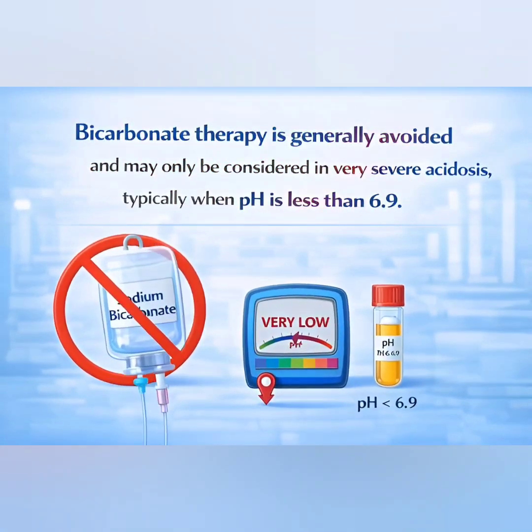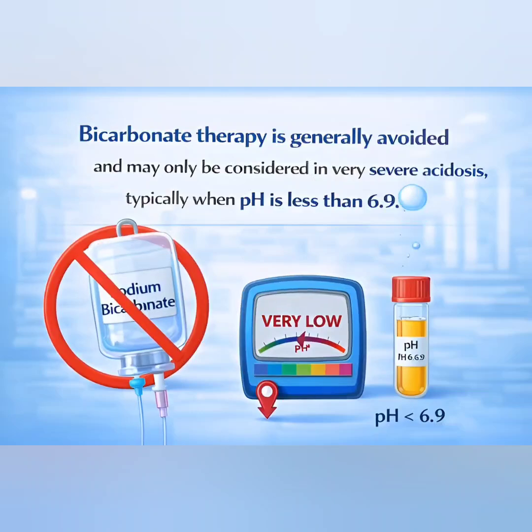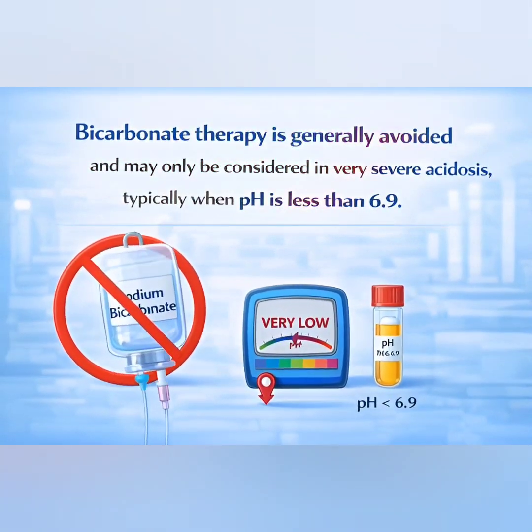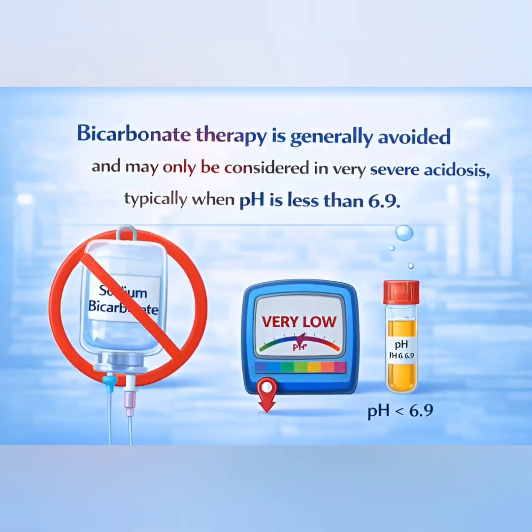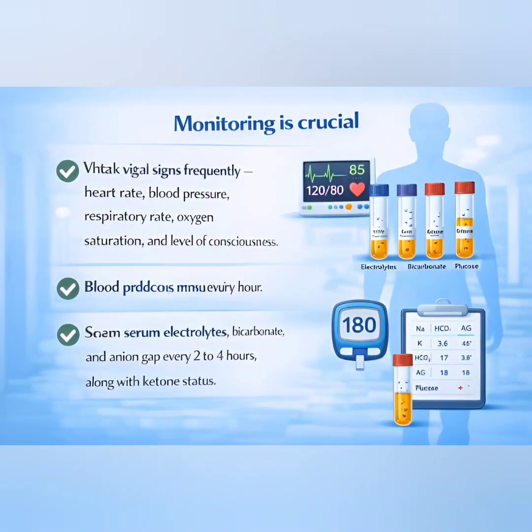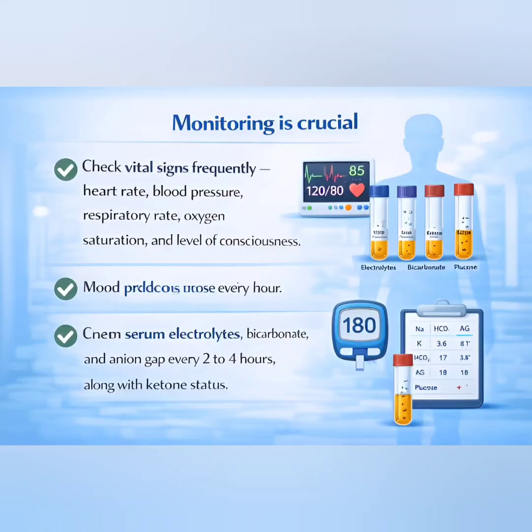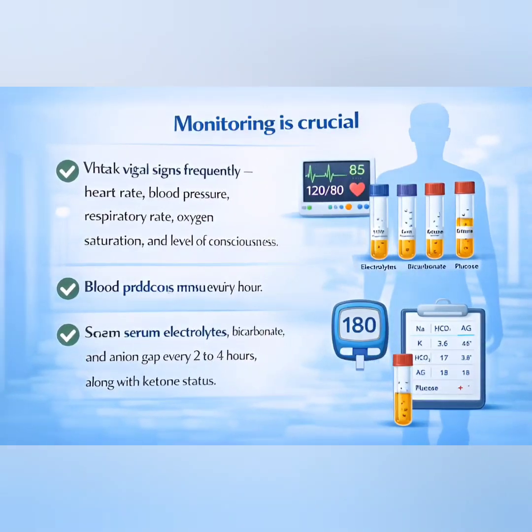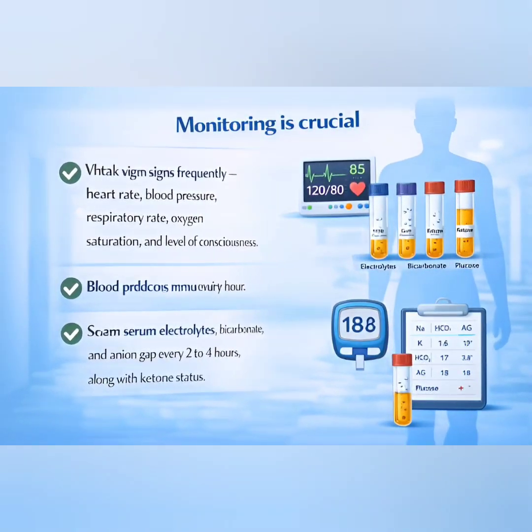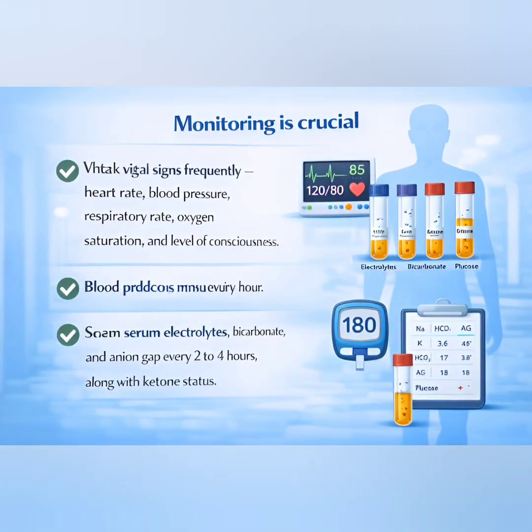Bicarbonate therapy is generally avoided and may only be considered in very severe acidosis, typically when pH is less than 6.9. Now, what to monitor and how to monitor is crucial. Check vital signs frequently: heart rate, blood pressure, respiratory rate, oxygen saturation, and level of consciousness. Monitor blood glucose every hour.